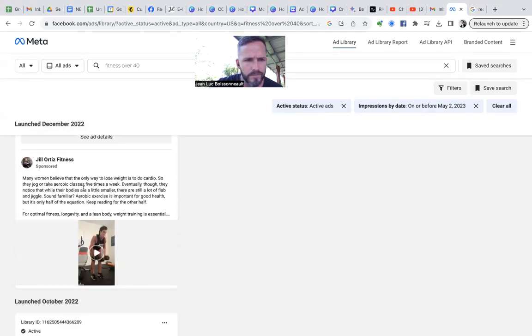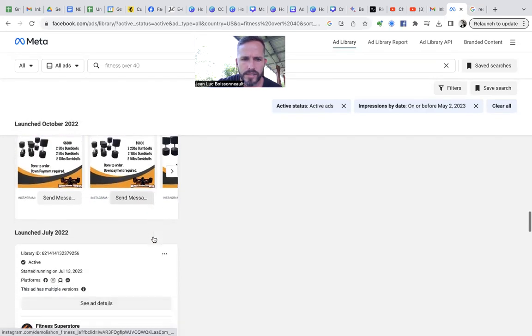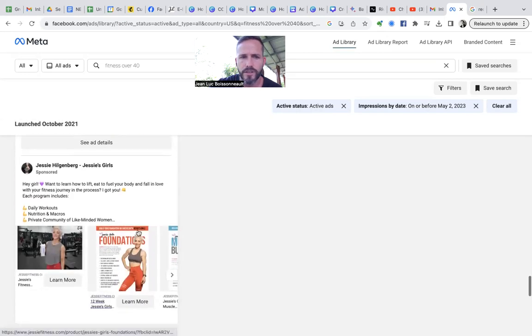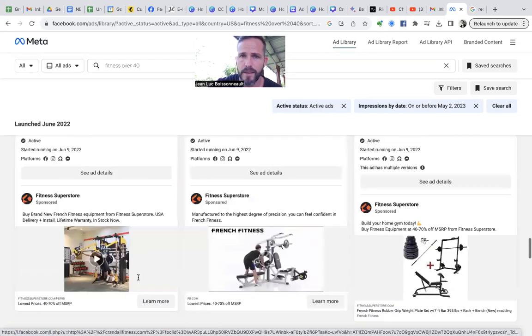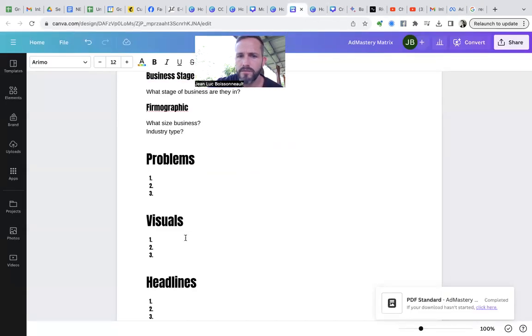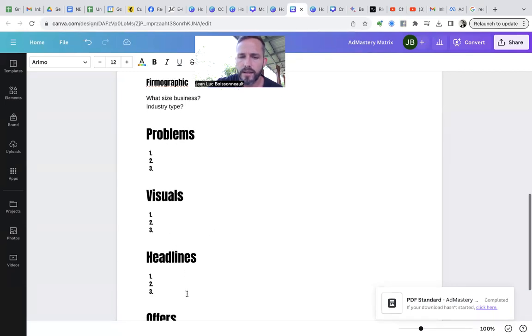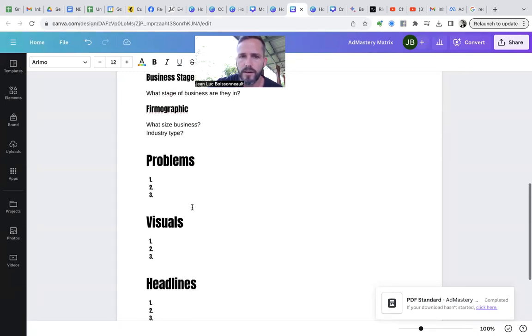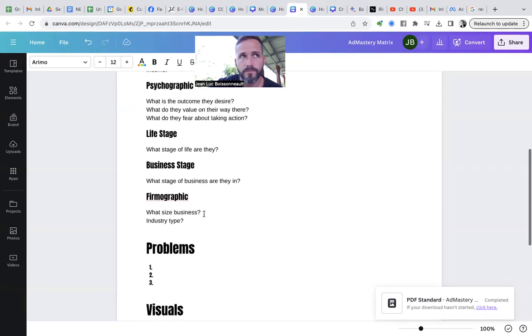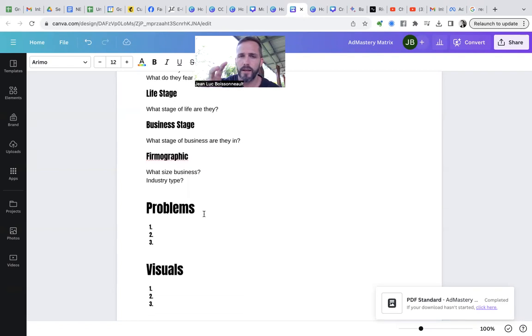Here's another one. Many women believe that the only way to lose weight, see, so here the demographic is women. So what you're going to do is you're going to scan and you're going to do some research on ads that are similar to your market, to your business, I mean. And then you're going to fill that out in the ad matrix. You're going to say, what was the visual? What were the headlines? What was the offer? What was the problem? And you're going to try to fill out all this information so you can do screenshots and copy the copy.